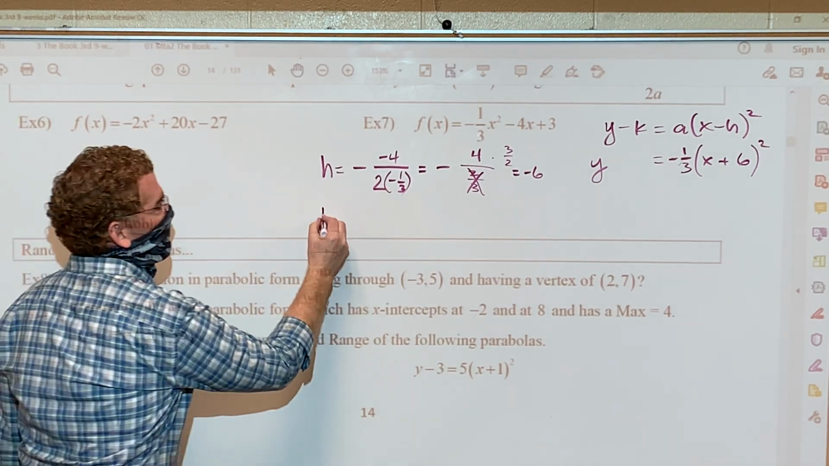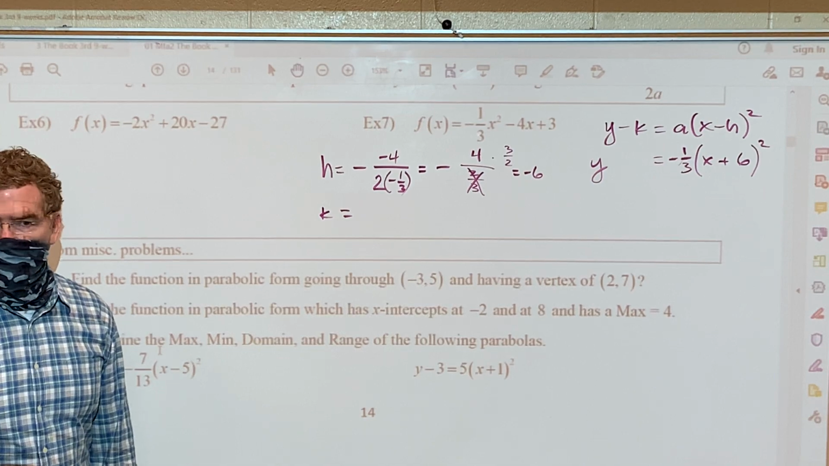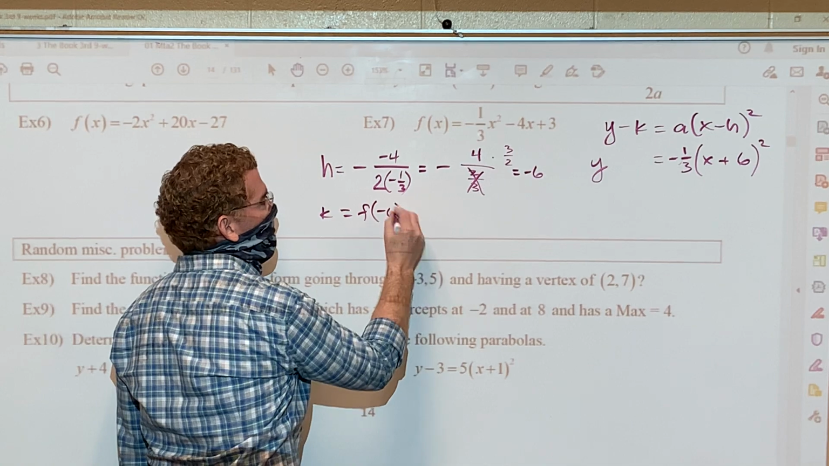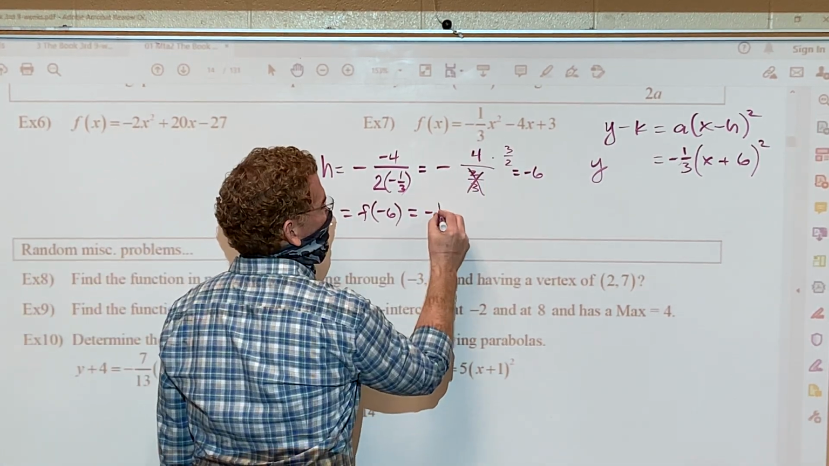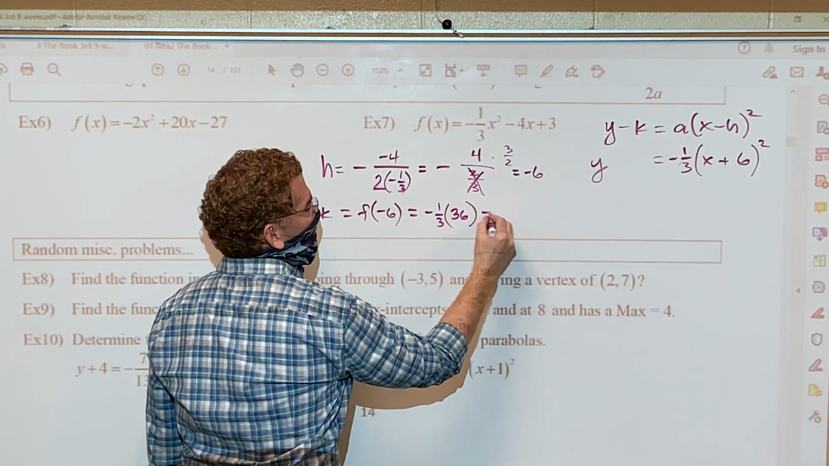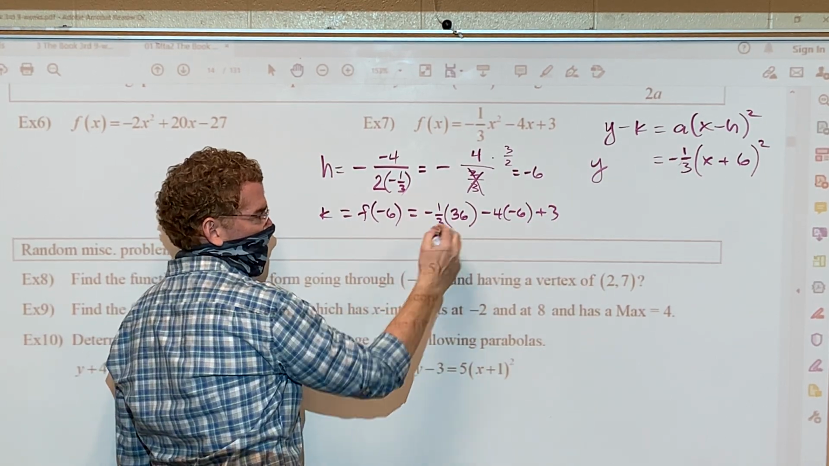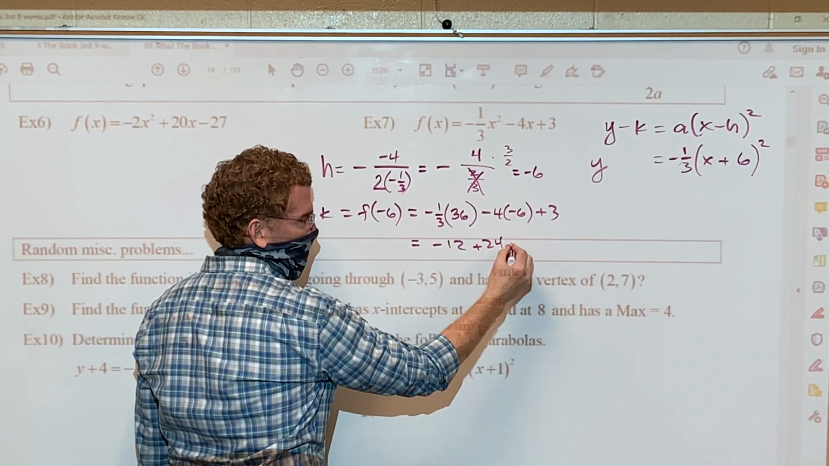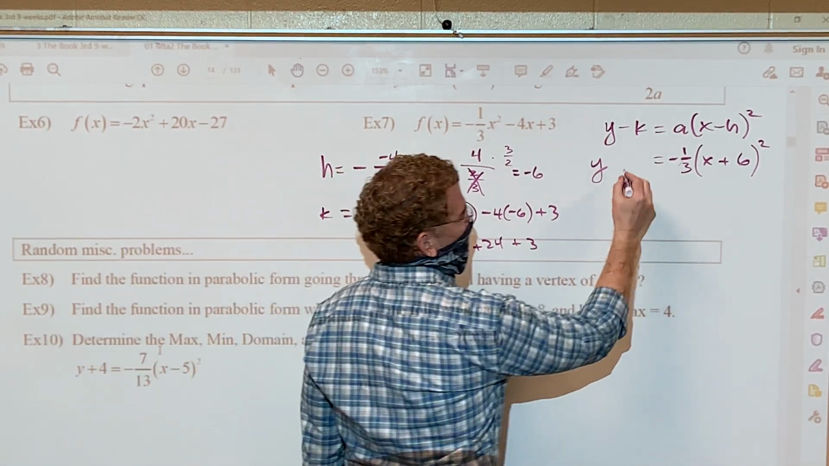And then how do I find my k value? Plug it back in. So I'm going to plug negative 6 back into my function, and I'm going to do as much of this as I can handle in my head. So I get a negative 1/3. What's a negative 6 squared? Okay, and then negative 4 times a negative 6 plus 3. So what's a negative 1/3 of 36? Negative 12, positive 24, plus a 3 gives me 15. So y minus 15.